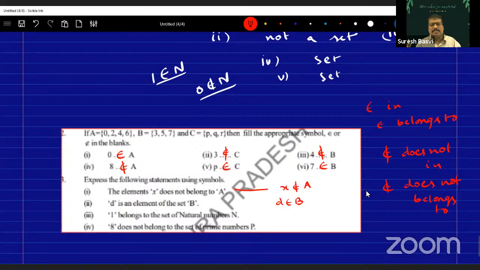1 belongs to the set of natural numbers. I already wrote it, so 1 belongs to natural numbers. Next, 8 does not belong to the set of prime numbers. So that means 8 does not belong to the prime numbers. Like this, you can conclude the answers.